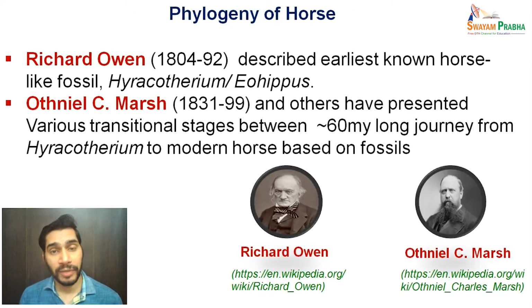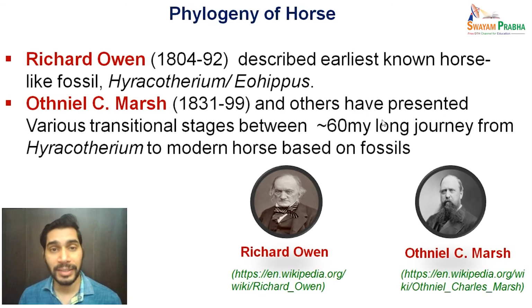When we talk about horse phylogeny, two persons come to mind. The first is Richard Owen and the other is Othniel C. Marsh. These two persons have contributed a lot, along with others, to the understanding of horse evolution. Richard Owen was the first person who described the earliest known horse-like fossil, which we now name Hyracotherium or Eohippus. The other person, Othniel C. Marsh, along with others, has presented various transitional stages of the horse.